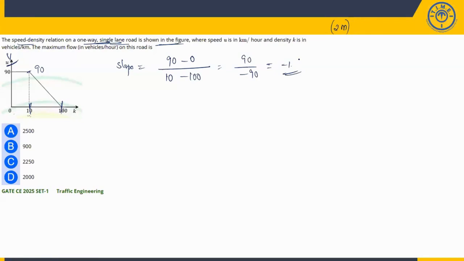Slope is minus 1. Why is the slope negative? Since the speed, the y value, is decreasing. Downward line, slope is negative. Upward line, slope is positive. So V can be written as a relation. From 0 to 10, V is V or U, both are same. 0 to 10, V equal to 90 plus y equal to mx. Slope is minus 1.